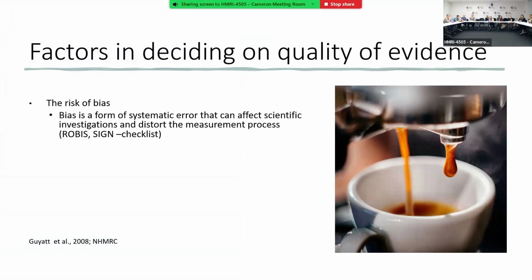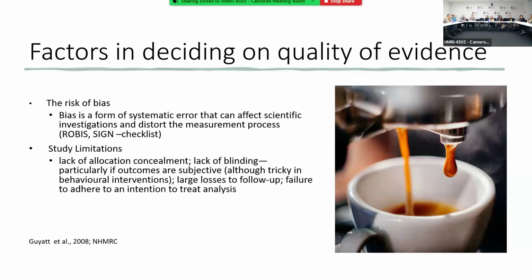Risk of bias. Guys, there's an assessment tool for that, don't worry. So a risk of bias form, or systematic error form, can affect scientific quality and distort the measurement process. And there are checklists and tools that you can use to actually work out the bias in these studies. So if you've got 20 studies in your systematic review, you go through each study and assign them a kind of plus or minus score. I'll show you what one looks like in a minute.